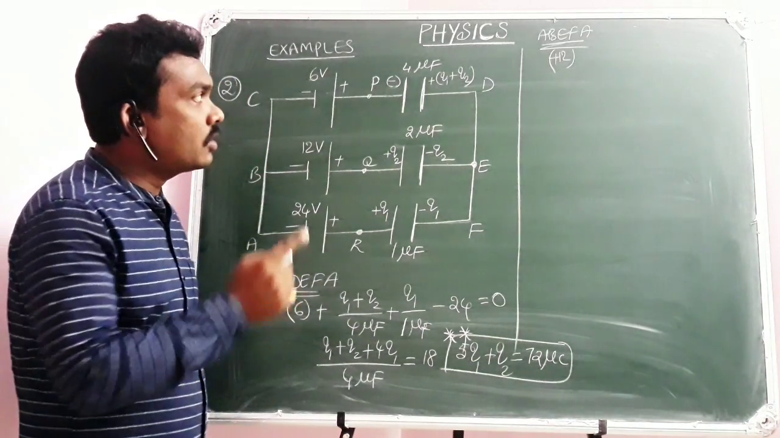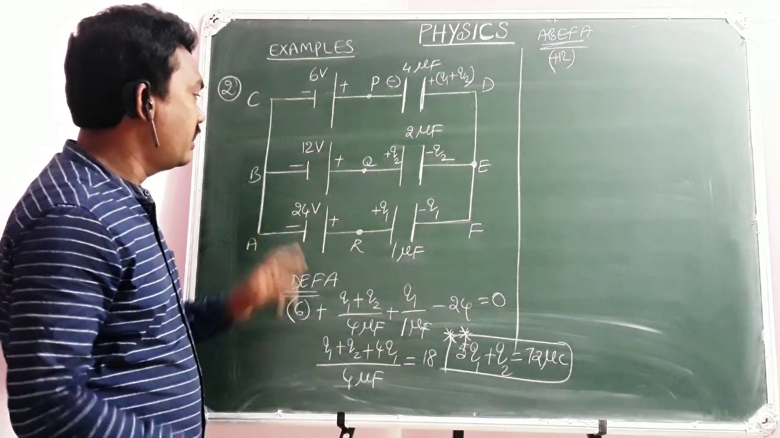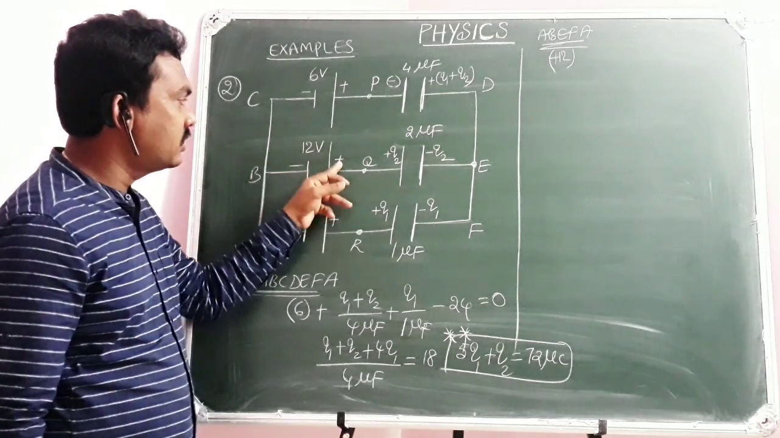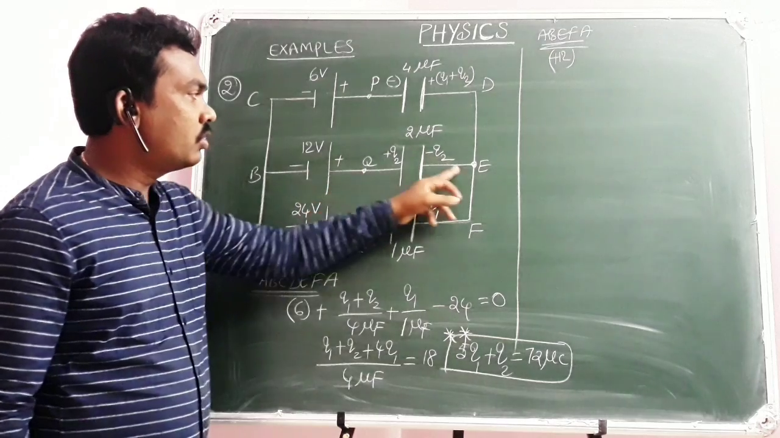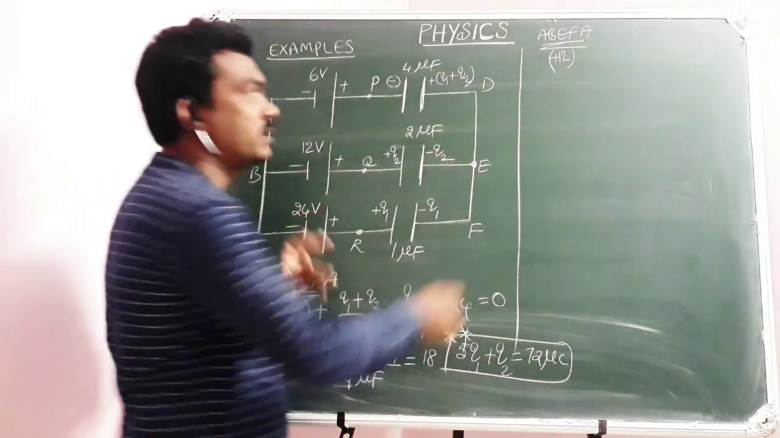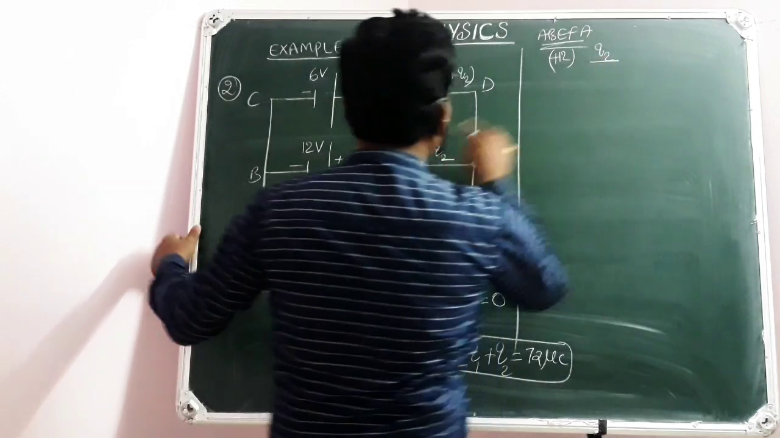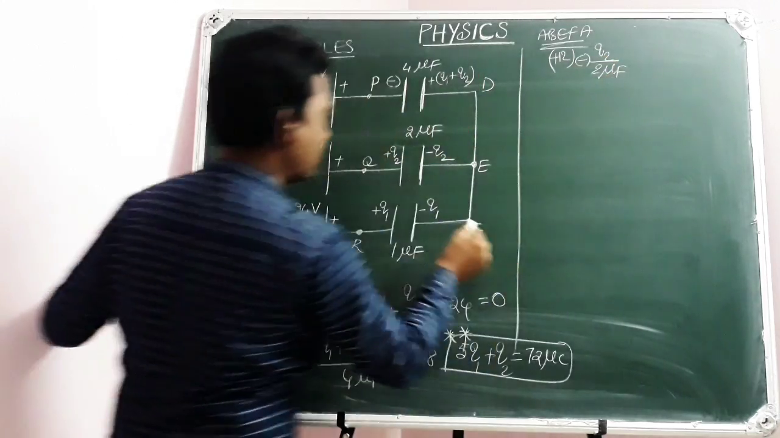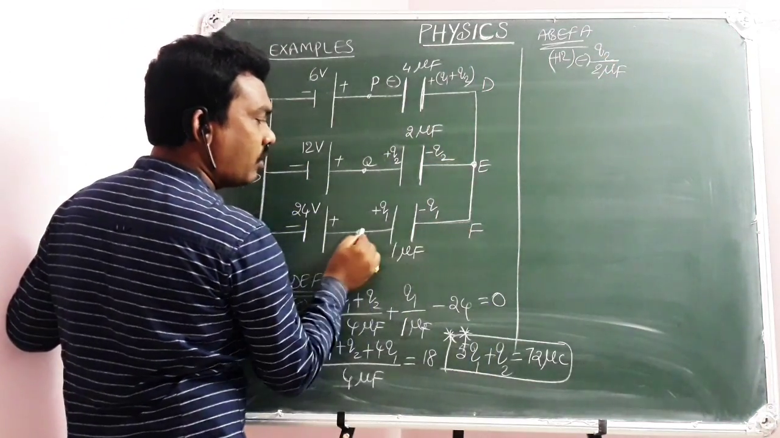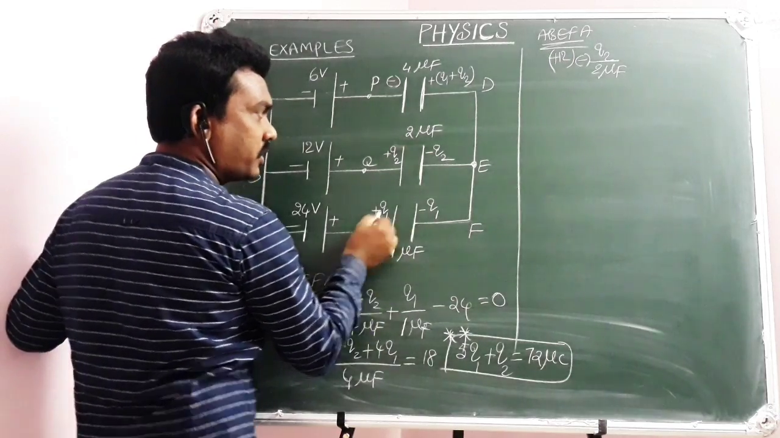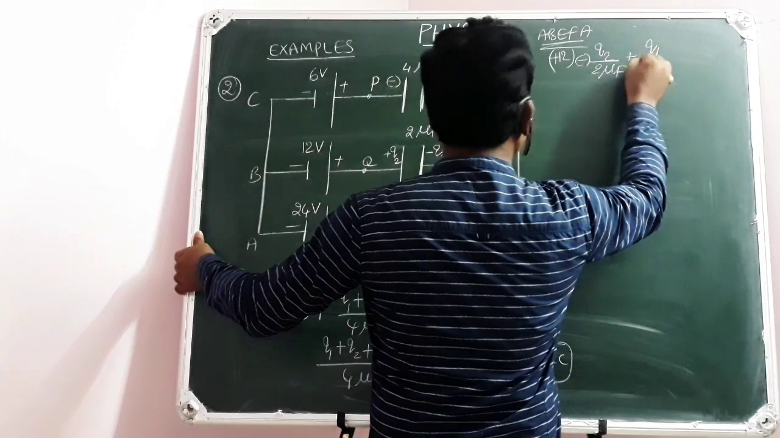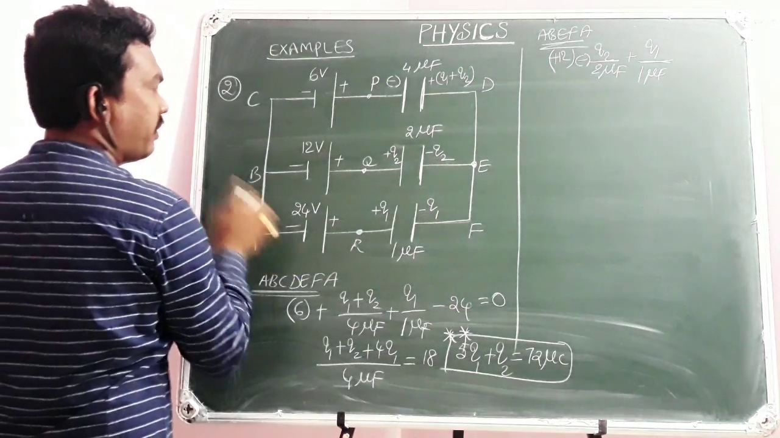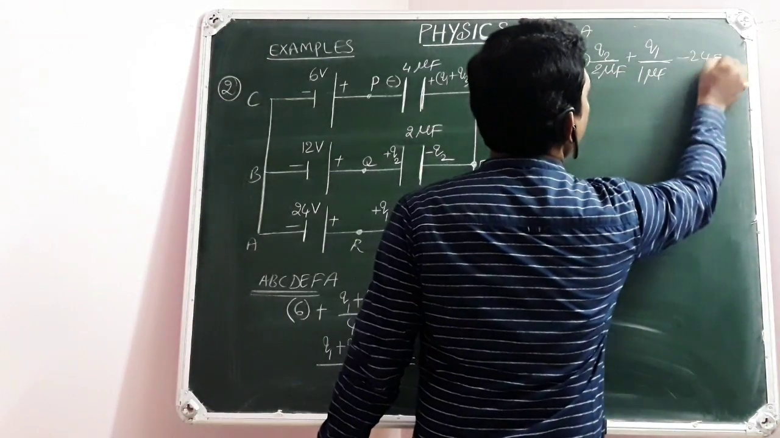Yes, let us see another closed loop A, B, E, F, A. From A to B, no potential drop, but B to Q, potential rise, minus to plus, that's why plus 12. Then Q to E, potential drop, because plus to minus. How much potential drop? Q2 by 2 microfarad, but potential drop, so it is minus. Next, EF, no potential drop. F to R, minus to plus, so potential rise, so plus Q1 by 1 microfarad. Next, R to A, potential drop, minus 20 equal to 0.